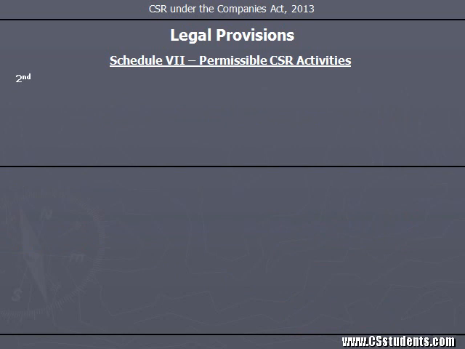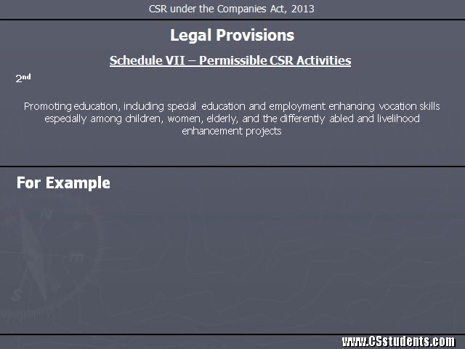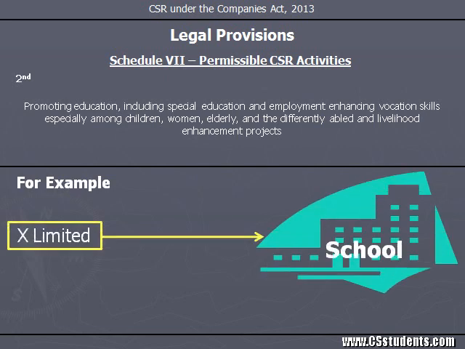The second in the list is any activity for promoting education, including special education and employment enhancing vocation skills, especially among children, women, elderly, and the differently abled, and other livelihood enhancement projects. So the simple example, X Limited constructs a school and runs it. It's a CSR activity. X Limited can also give donation to a trust or foundation, which runs education institutions.